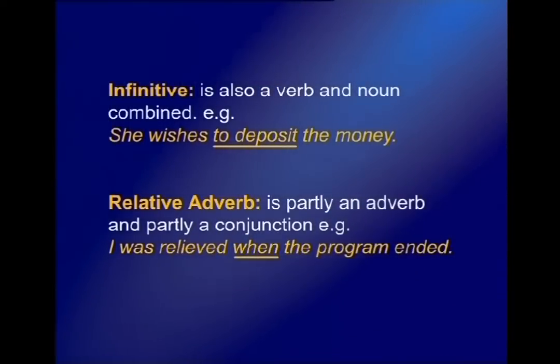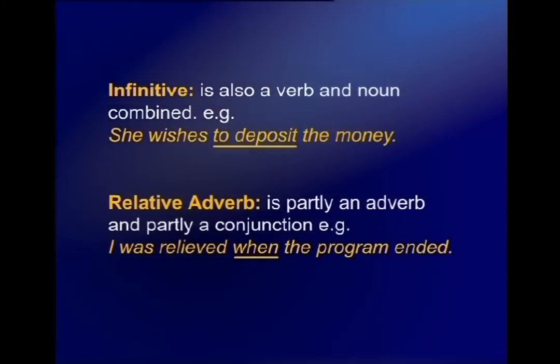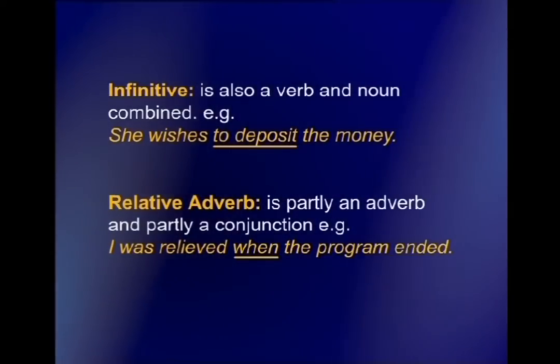The third term is infinitive. Infinitive is also a verb and noun combined. Example: she wishes to deposit the money. In this sentence, the words to deposit are an infinitive. Here, to deposit is the infinitive form of the verb deposit. But as it is the object of the transitive verb wish, it is also a kind of noun. Remember that infinitives always have the word to before them. So it is to deposit. To deposit is functioning there as an infinitive.